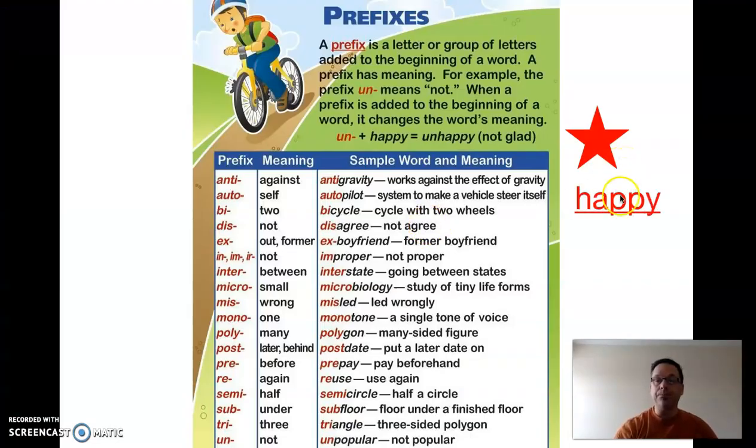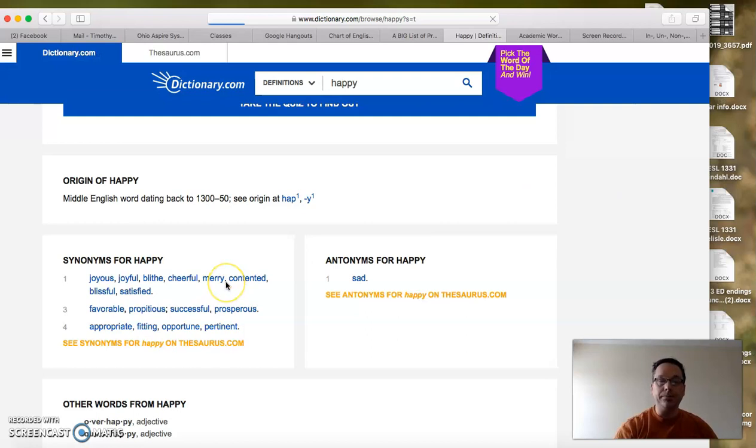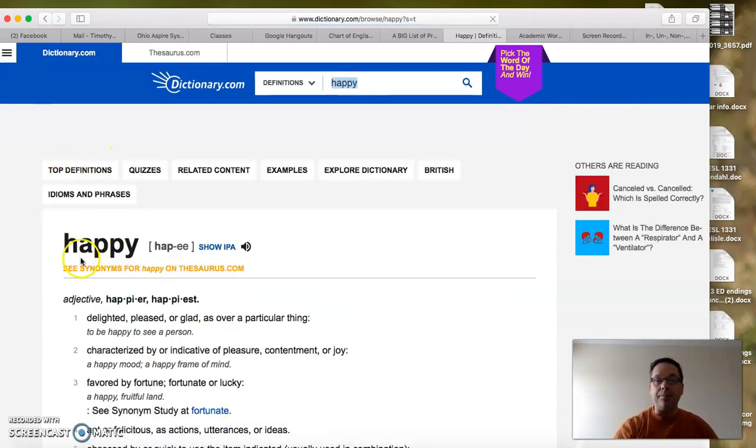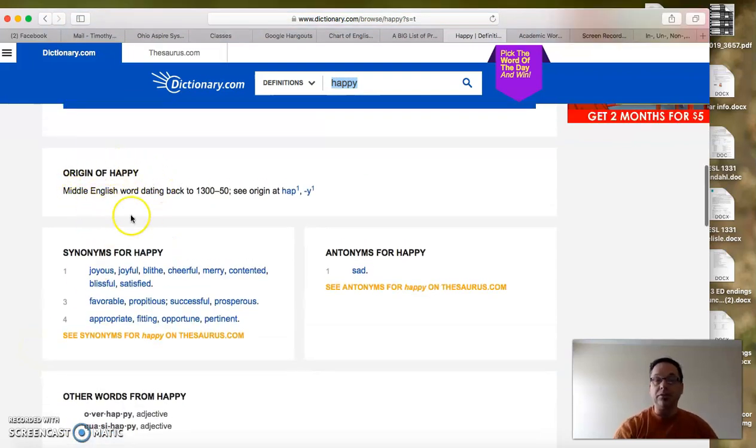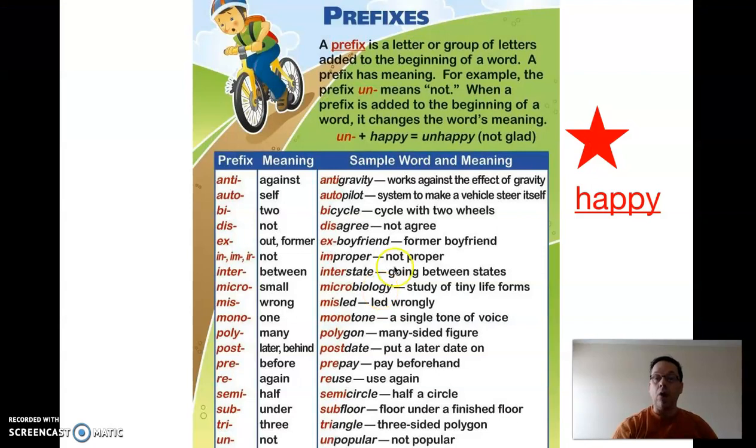Let's look at happy. Let's go to the dictionary. Here we have happy, and happy comes from Middle English, right? About 1300, the year 1300. A lot closer to Old English, we could say, than what we might speak today. Part of the reason why we cannot use just any prefix such as dis with another word such as happy is because of where they come from.